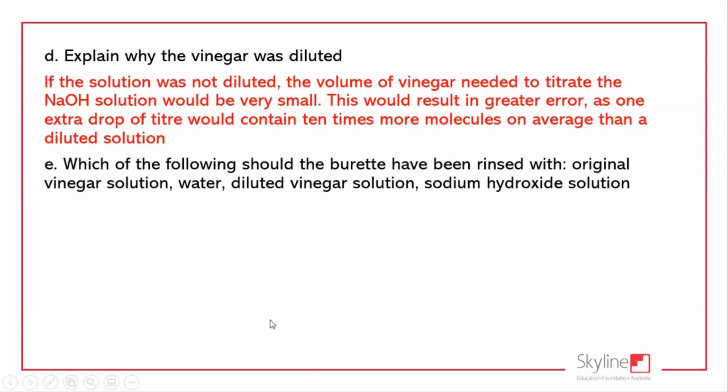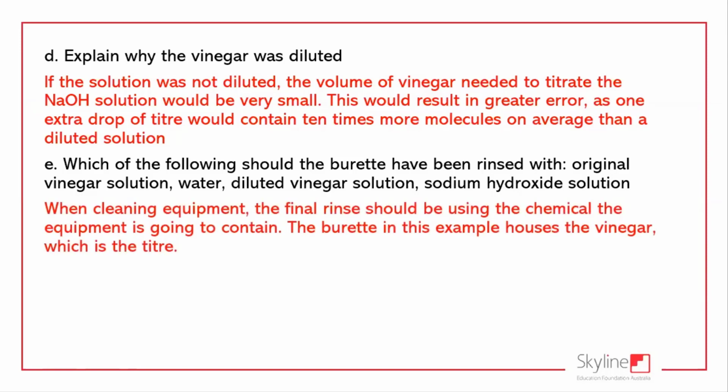Final bit of the question is, which of the following should the burette have been rinsed with? Okay, well, what do we know? We know, back from my explanation on errors, that the burette needs to be rinsed with the titrant. It needs to be rinsed with whatever is being titrated. Therefore, the final rinse should be using the chemical the equipment is going to contain. The burette, in this example, houses the diluted vinegar solution. Therefore, we're going to use the diluted vinegar solution. So you do the final rinse with whatever solution the equipment is used to contain.